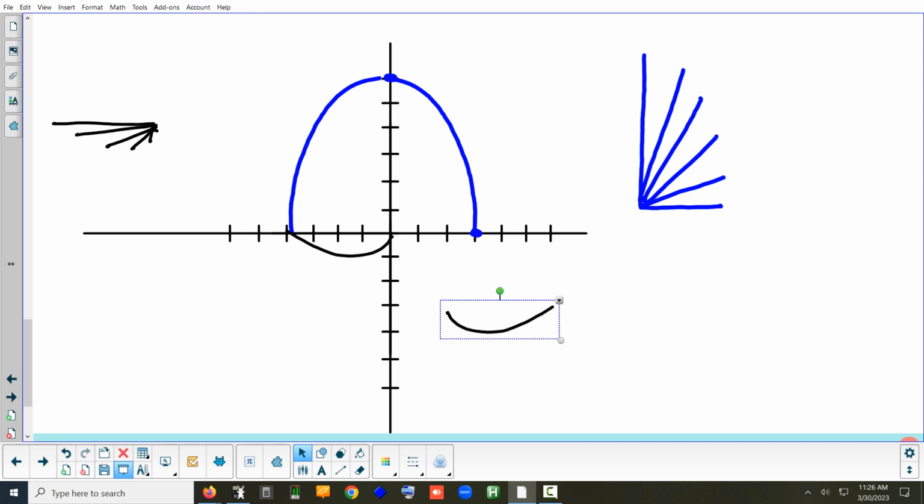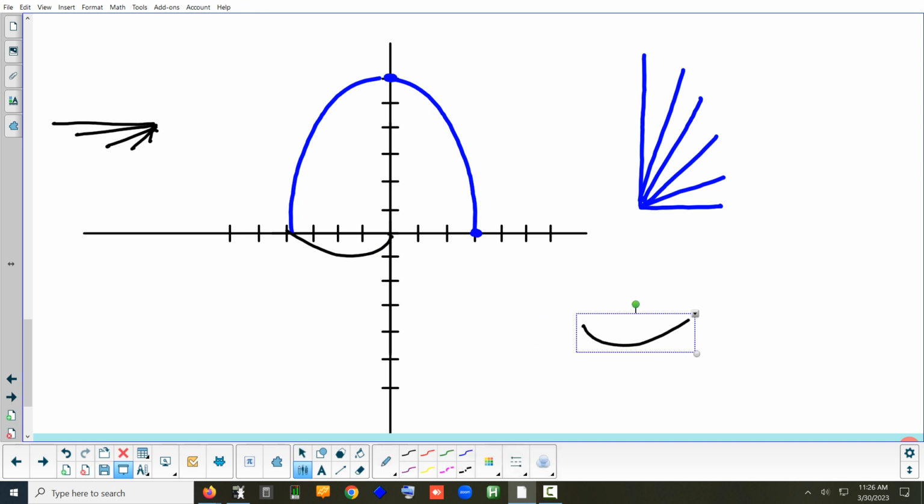Oh, my tick marks are not. I guess I'll just draw it by hand. I don't think I drew this graph evenly. Oh, well, that's the general idea. It should look symmetrical.